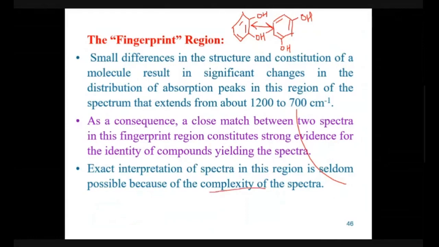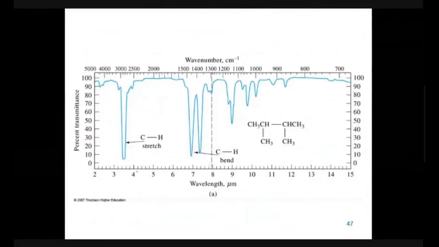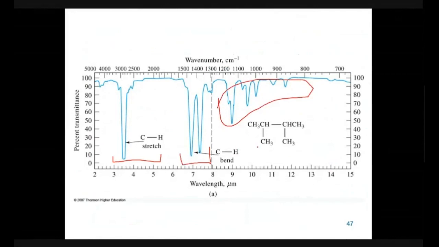So never, when you are showing interpretation, never try to show interpretation in the fingerprint region. It is only used for differentiation. Like this is for CH stretch, this is for CH bend, and none of the peaks here is marked for identity. Can you identify this compound? What compound is that?